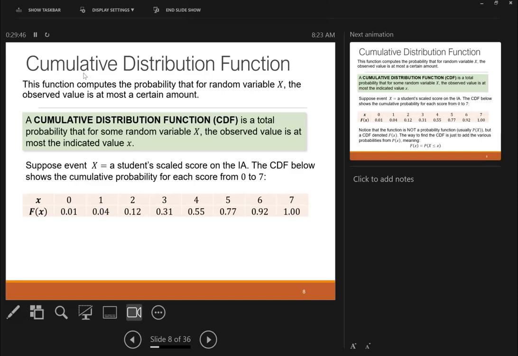Well, if my random variable is discrete, because this is a student's scaled score on their IA, which is a discrete outcome, you can only get 0 through 7. If I take the probability that x is less than or equal to 1, and subtract the probability that x is less than or equal to 0, what I'm left with is just x equals 1 as the only possibility.